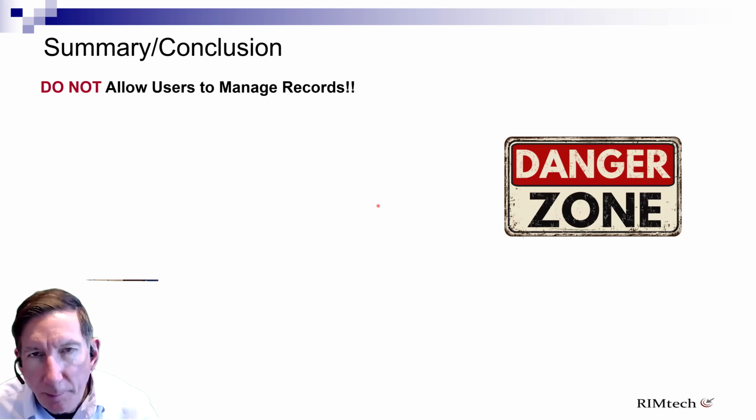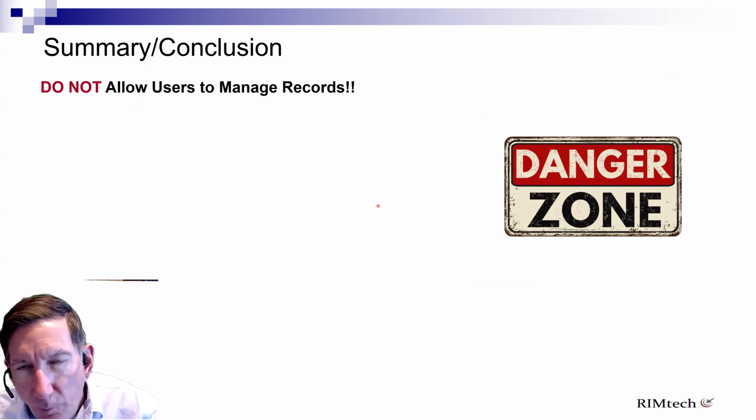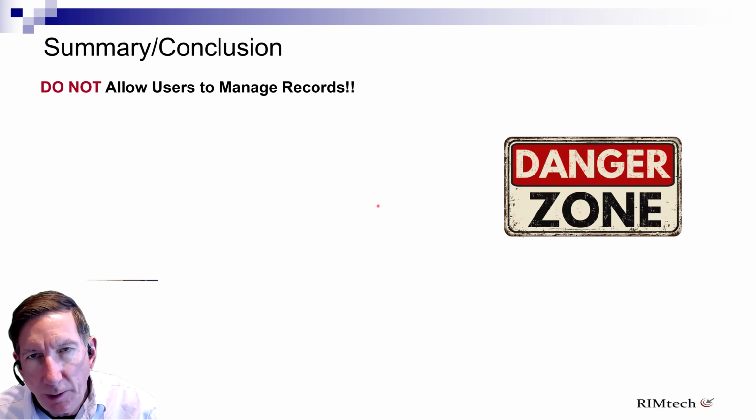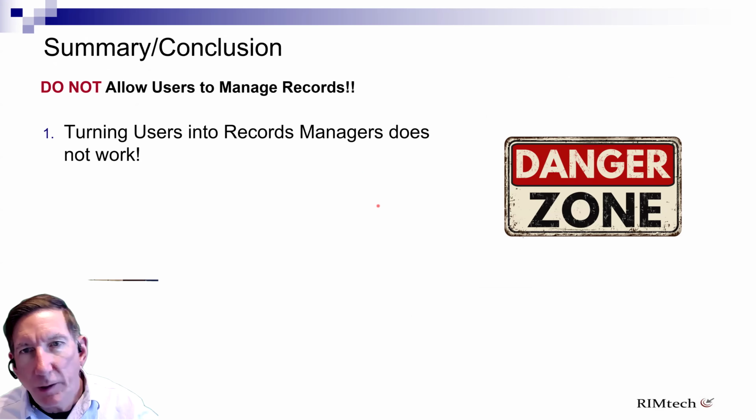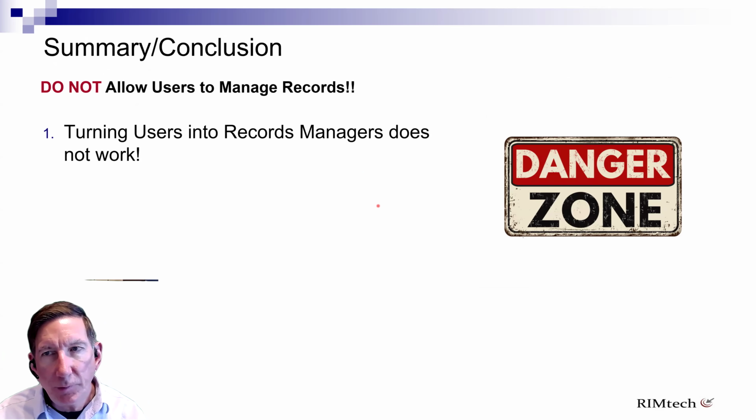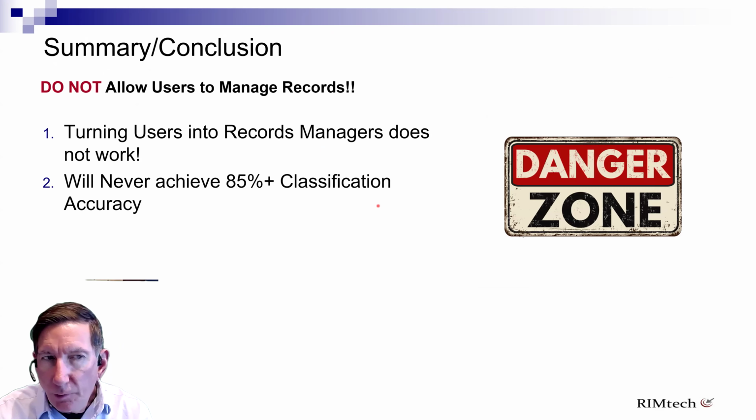So I'm going to wrap up here and say that we cannot allow users to manage their records. It's not even feasible. Why not? Number one is the business of expecting users to be records managers has not worked and will not work. Let's learn from the past, shall we? Number two is even if we force them to, or they voluntarily do it, you'll never hit your 85% classification accuracy rate. So it's not going to happen.